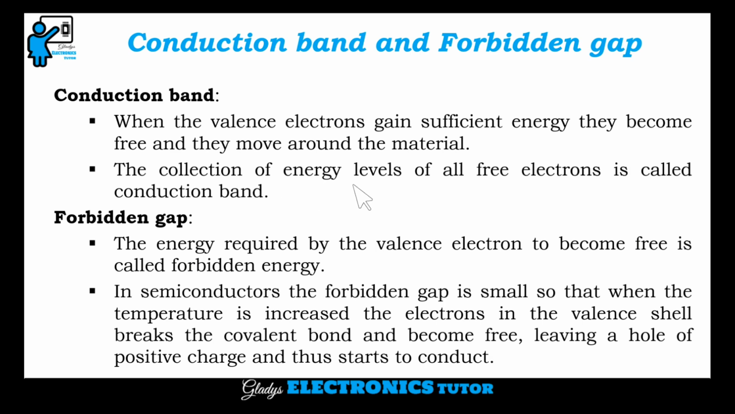The collection of energy levels of all free electrons is called conduction band. Next is forbidden gap. The energy required by the valence electron to become free is called forbidden energy. In semiconductors, the forbidden gap is small, so that when the temperature is increased, the electrons in the valence shell break the covalent bond and become free, leaving a hole of positive charge and thus start to conduct.